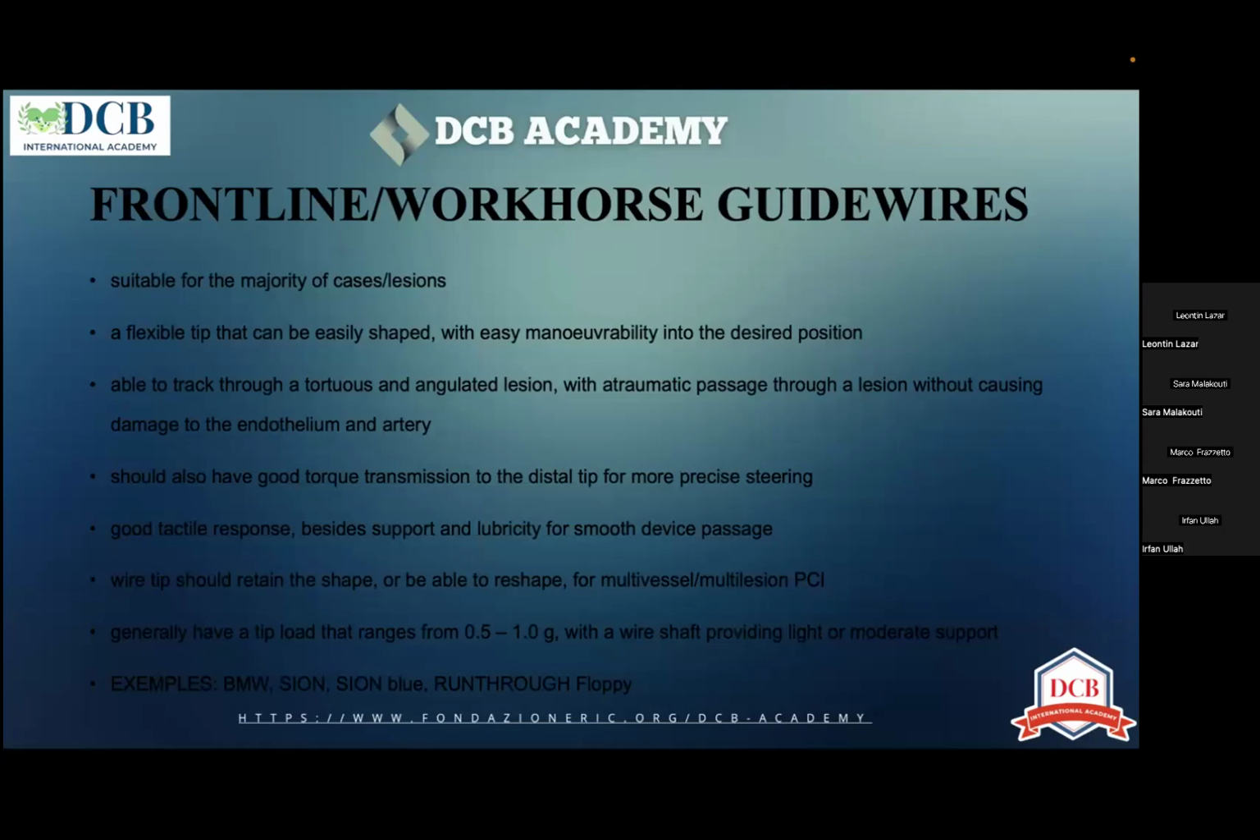Taking all this into consideration, we can classify the guide wires in three major categories. The workhorse guide wires, which are suitable for the majority of cases and lesions. These wires have a flexible tip, or should have a flexible tip, that can be easily shaped. With easy maneuverability into the desired position, they are able to track through a tortuous and angulated lesion. They should also have a good torque transmission to the distal tip for more precise steering. They have a good tactile response, besides support and lubricity for smooth device passage. Such wires are, for example, BMW, Cyan Blue, or Antru Floppy.